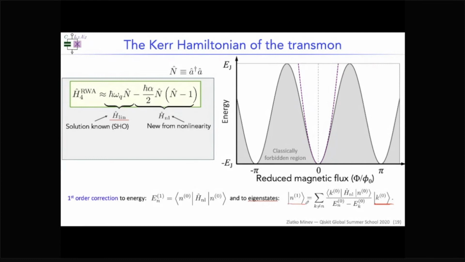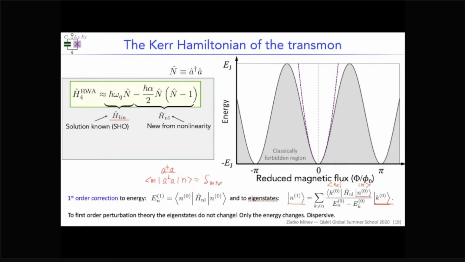It's given by how H nonlinear links one Fock level, maybe n, to another Fock level, maybe m. And you notice that because the composition of H nonlinear is only a dagger a terms, a dagger a only links, is only non-zero in the case where n and m, the two states it links, are the same. So to first order perturbation theory, the eigenstates don't change.